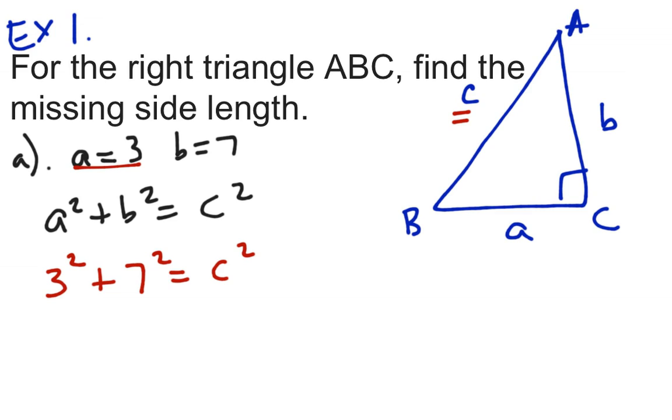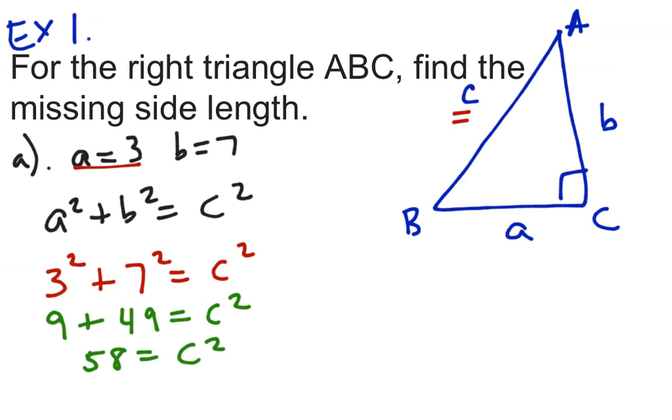So now I'm going to simplify by squaring 3, that gives me 9. Squaring 7 gives me 49. And then I'm going to continue simplifying by adding 49 and 9. That's going to give me 58. And remember, I'm trying to solve for C, not C squared. So in order to unsquare C squared, I have to take the square root of both sides.